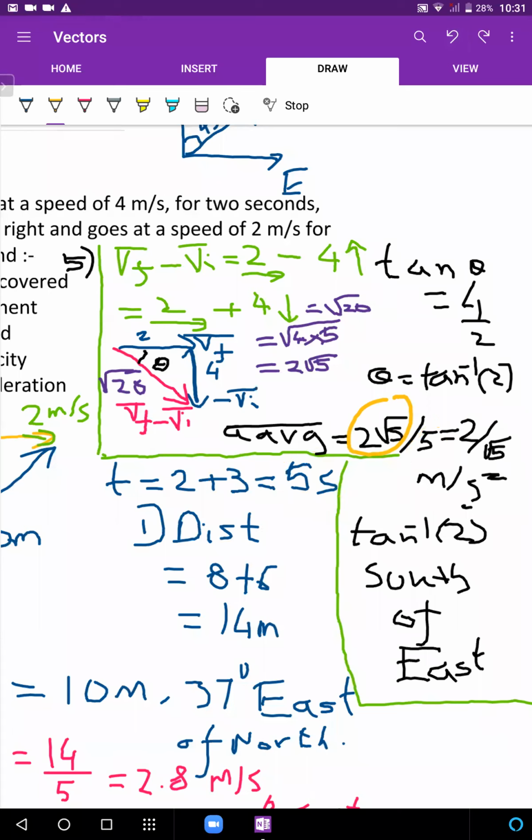And if you want the direction, you can say the direction is so and so angle, tan inverse 2 angle, ईस्ट से साउथ की तरफ मुड़ो। So and so angle south of east, so and so angle below east, so and so angle south of east. That is your direction.